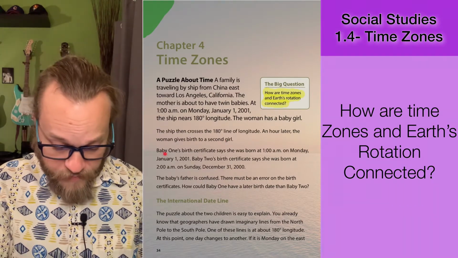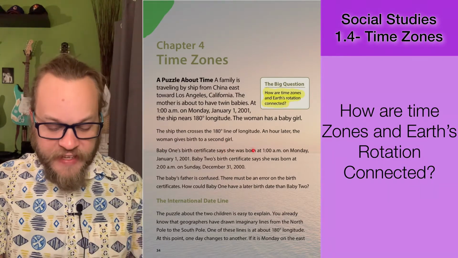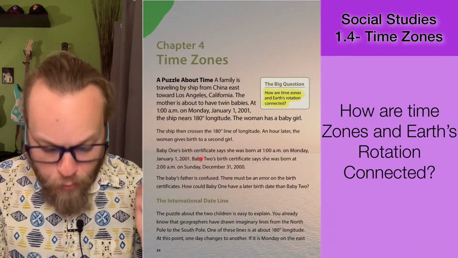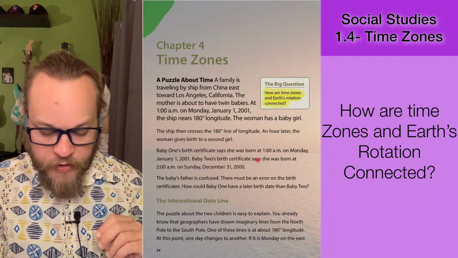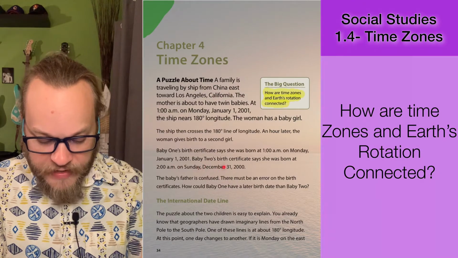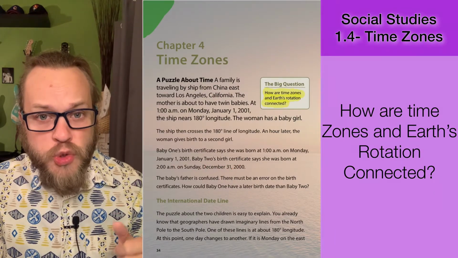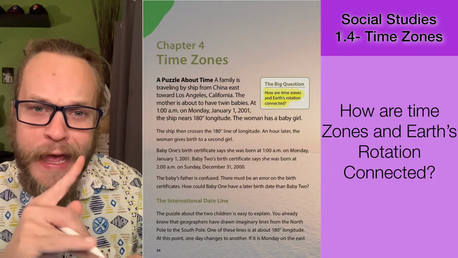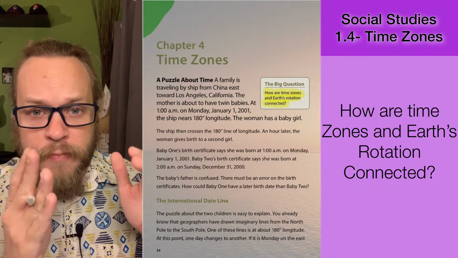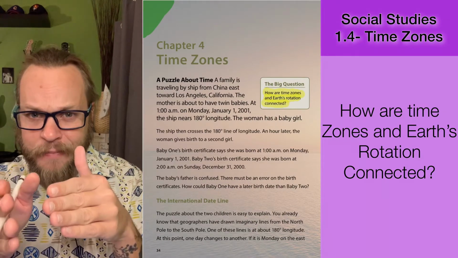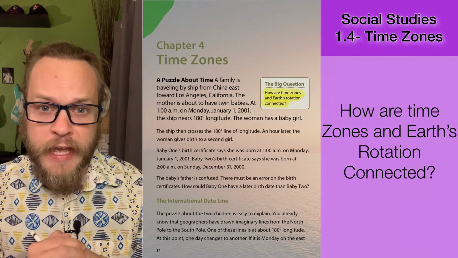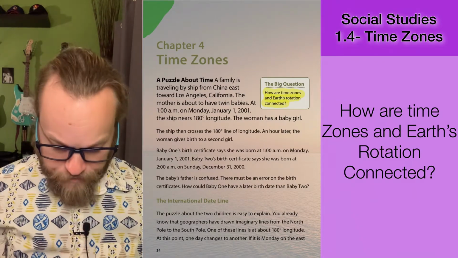and an hour later, the woman gives birth to a second girl. Baby 1's birth certificate says that she was born at 1 a.m. on Monday, January 1st, 2001. Baby 2's birth certificate says that she was born at 2 a.m. on Sunday, December 31st, 2000. So even though she was born an hour after her older sister, because of how they're traveling, her birth certificate says that she was born a whole day before her sister.